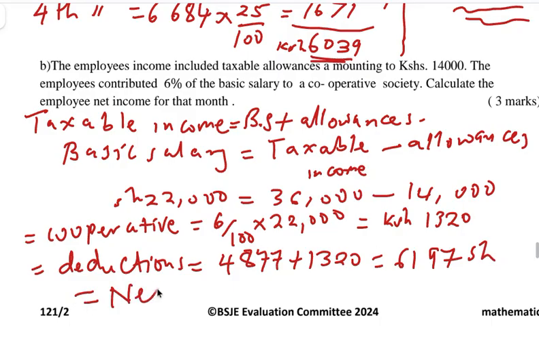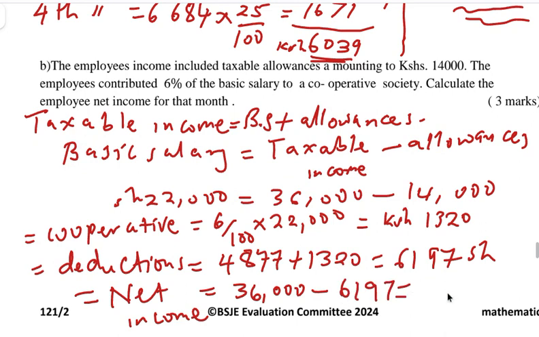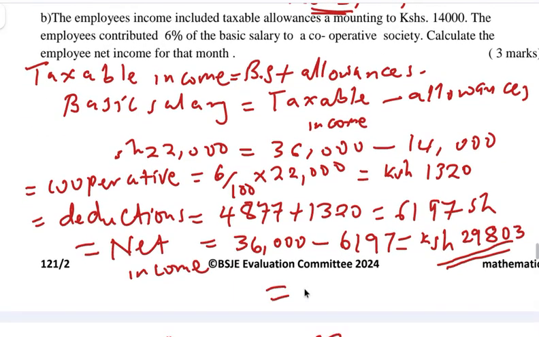Upata sasa ile net income yako. Net income sasa, wachukua ile taxable income, 36,000 minus all deduction, which is 6,197 shillings, which should give you around 29,803. So this is your answer. 29,803, naweza andika hapa so that you can look at it carefully.